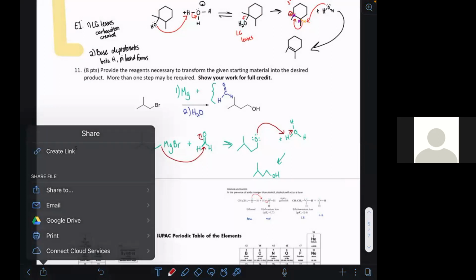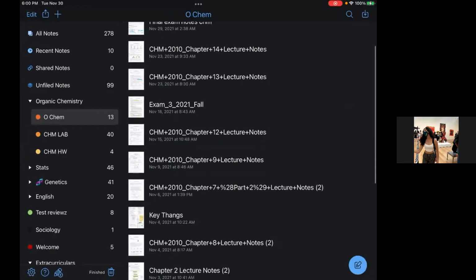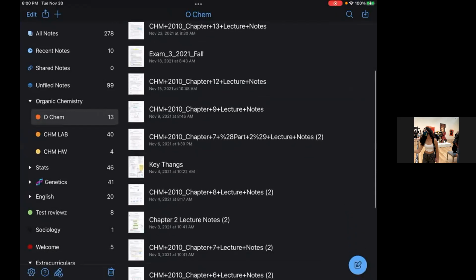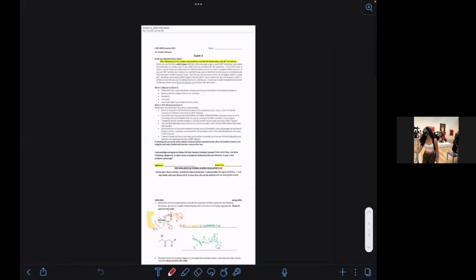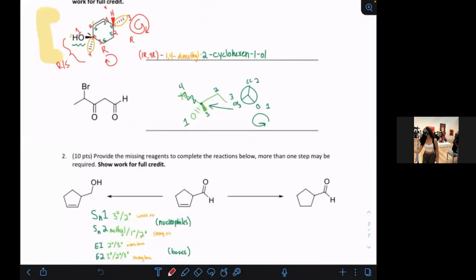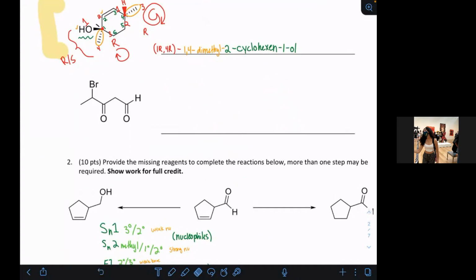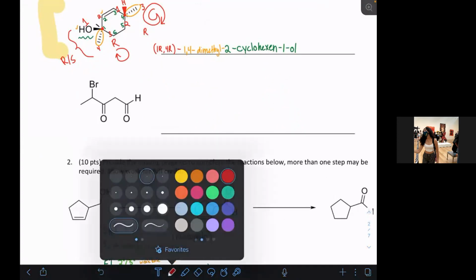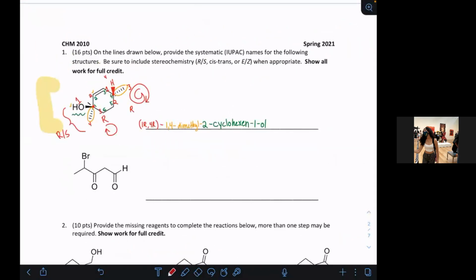Let's see. Guess there might be some on the other practice exam that we were gonna do. Let me see if I can find it. 2021. So if we want, we could go ahead and do a couple from the 2021 exam that we couldn't do. So for this one, just naming.